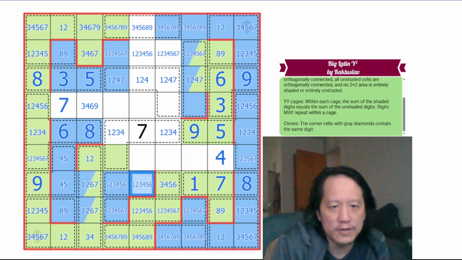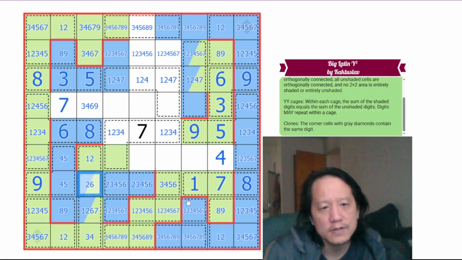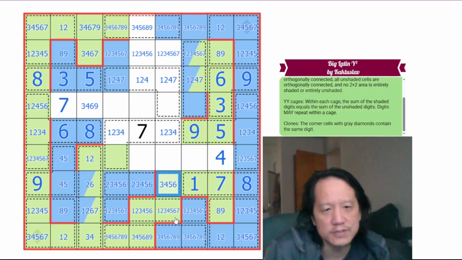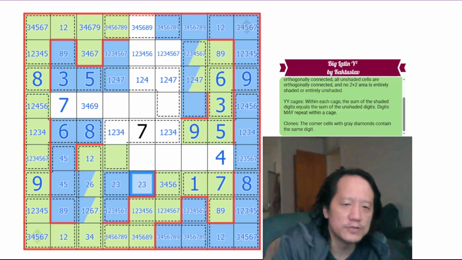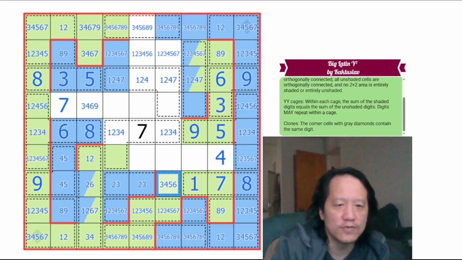So no 7, no 1. No 1 or 7. You cannot have 2, 4 adding up to 6. You have to have 2, 3 adding up to 5. Interesting. So this is 2, 3 adding up to 5.